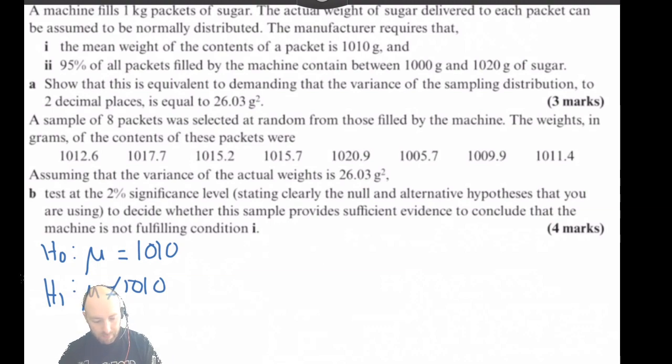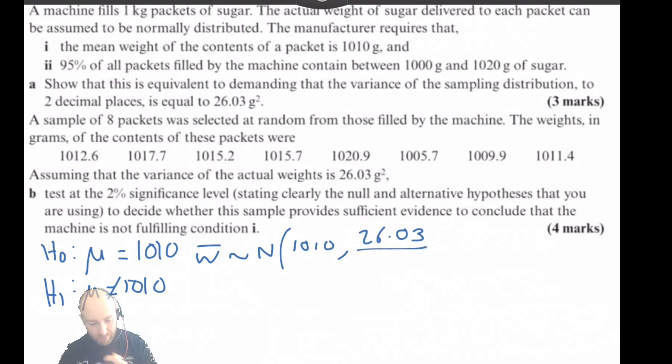Okay, so our mean distribution, let's use W for the weights. The mean distribution of weights is a normal with mu as 1010 and the variance as 26.03 divided by 8. I haven't written squared because 26.03 is the variance, not the standard deviation. So it already is sigma squared.